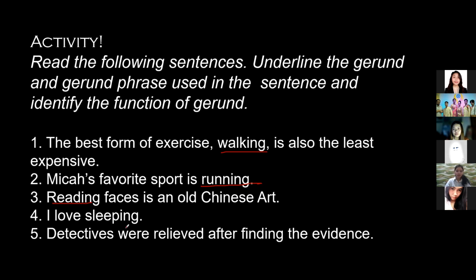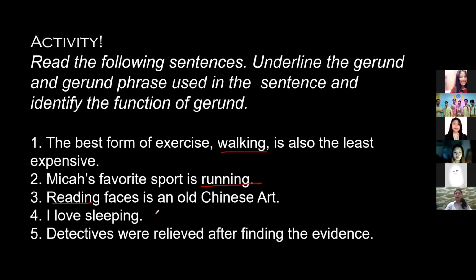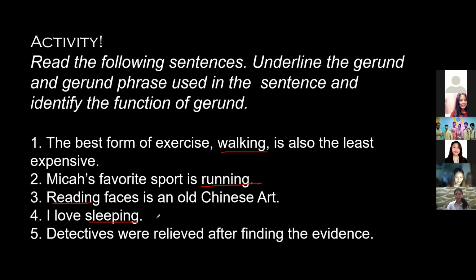Who wants to answer number 4? Carmela Raimundo. Let's give a chance to the others. Alison Vallejo. Number 4. The gerund phrase is sleeping, and the function of the gerund is predicate nominative. Predicate nominative. Are you sure? Direct object po. Direct object. Yeah. Why did it become a direct object?